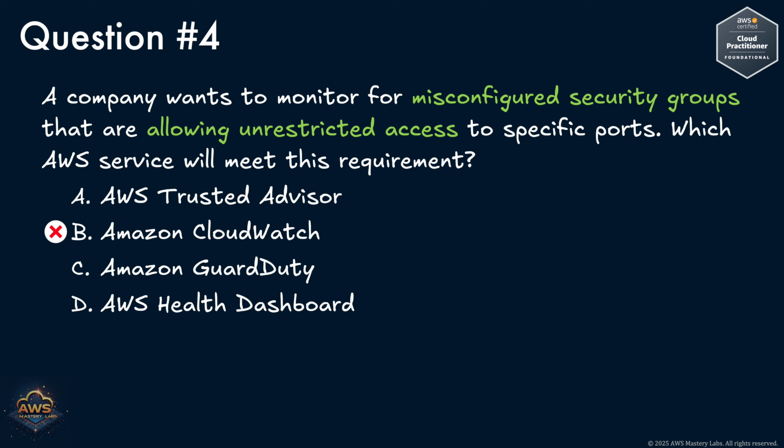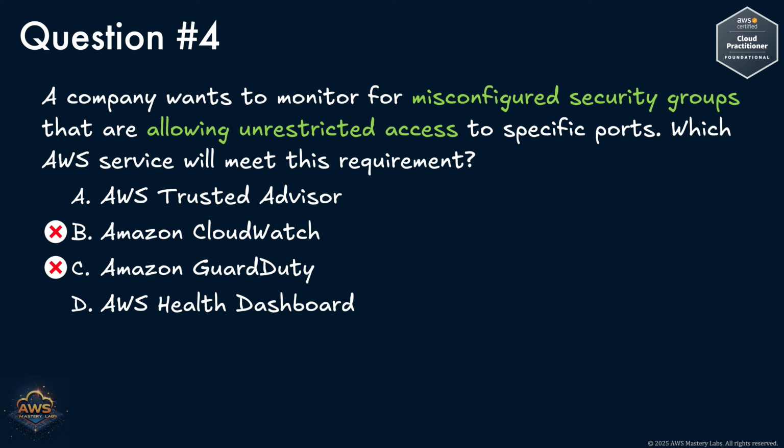Option B, Amazon CloudWatch. CloudWatch is designed for monitoring metrics, logs, and alarms, mostly around performance and operational health. You can use it to detect CPU spikes, memory usage, or set alarms based on thresholds. But it doesn't analyze security group rules, and it doesn't know whether a port is unrestricted or poses a threat. It simply observes what's happening, not what's configured insecurely. Incorrect, because it is great for telemetry, not for detecting security misconfigurations.